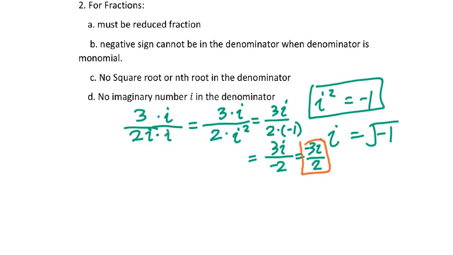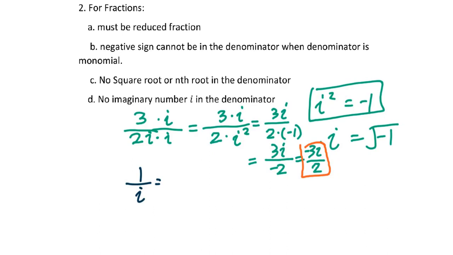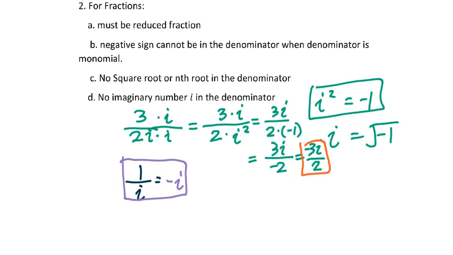Same thing. Can you remember what 1 over i equals? It equals negative i. If you can remember, this is a formula. In other words, let's remember: 1 over i equals negative i.